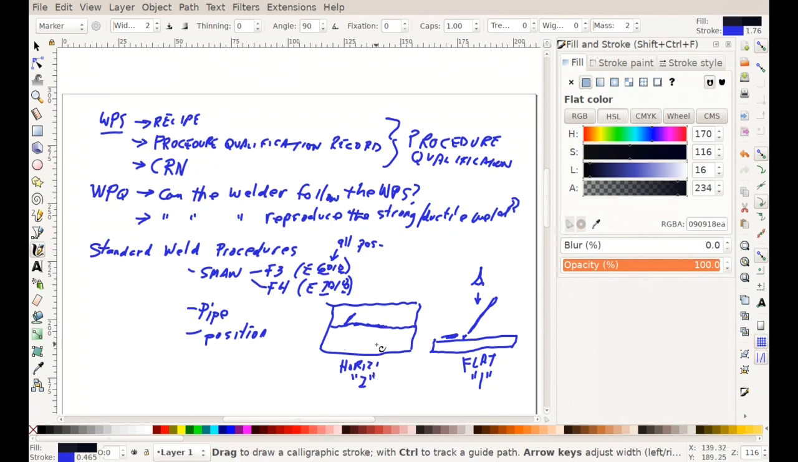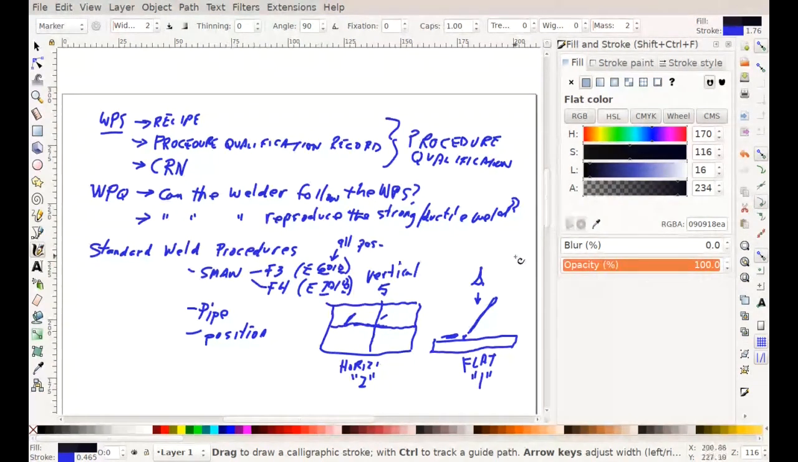Okay. Now, let's say I'm looking at the wall in front of me and I'm going to go from my feet to my head. Zzz, zzz, zzz, zzz. That is vertical. That's position number 5. Vertical. And I can also weld overhead.